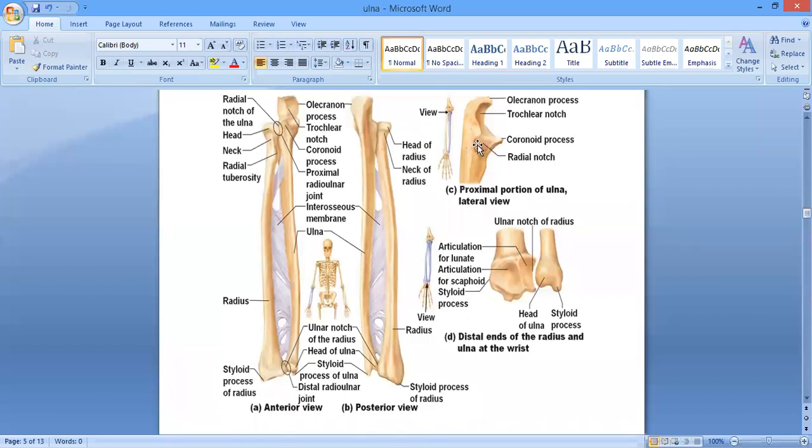Why is there a radial notch? It is going to receive the circumference of the head of the radius, and is going to form a joint. Which joint is formed here?